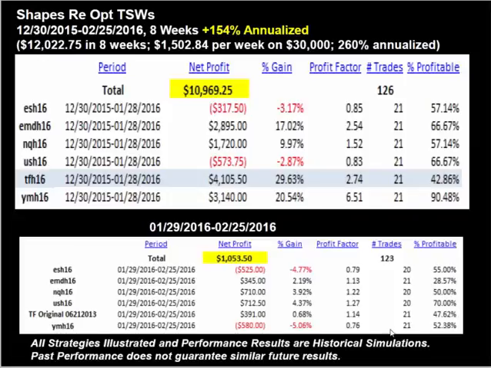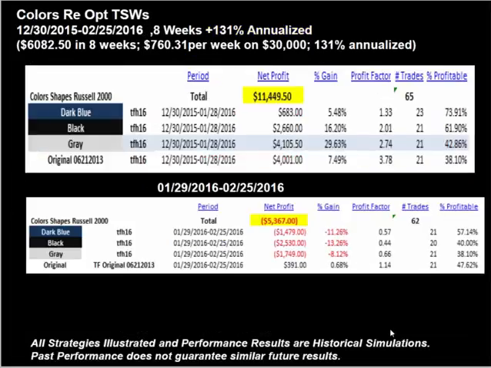That's $1,500 a week on 30,000. That's 260% annualized, not 154. I'll change that slide, but it is 260% annualized. Now, if you look at colors, the dark blue and the black, we only optimize them quarterly, and then the gray, we optimize them monthly.